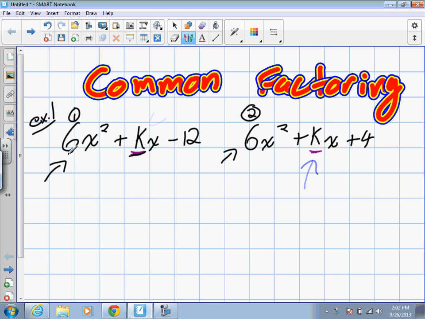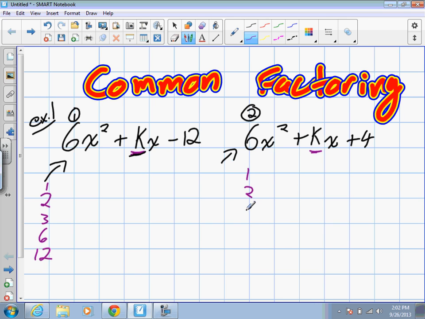We'll try a couple. What are some factors of 6 and 12? Okay, so let's write down a whole list. 2, 3, 1, obviously. 6, good. 12 is a good one, too. I know it's not technically a factor of 6, but leave those. What about factors of 6 and 4? Obviously, 1, 2, 3. Anything else? That's pretty much it, right? There's not much else we can take for that.